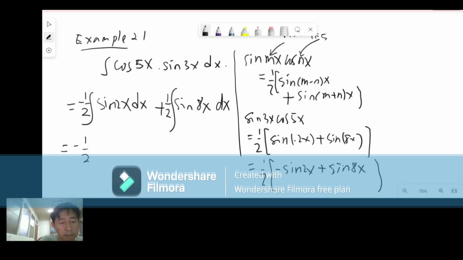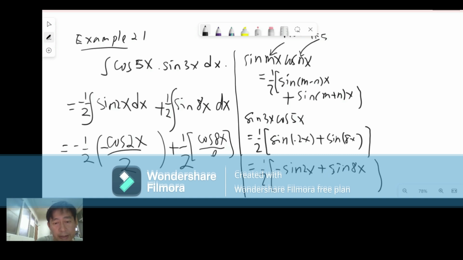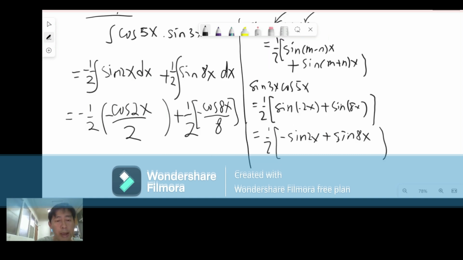This would be just minus half times the integration of sine 2x, which is simply cos 2x divided by 2 with a minus sign. The integration for the sine 8x term is simply cos 8x divided by 8 with also a minus sign. And don't forget the arbitrary constant. So simplifying this would give you 1 over 4 cos 2x minus 1 over 16 cos 8x plus an arbitrary constant.